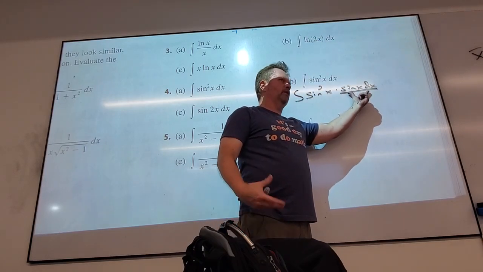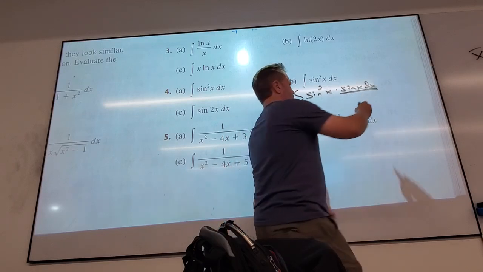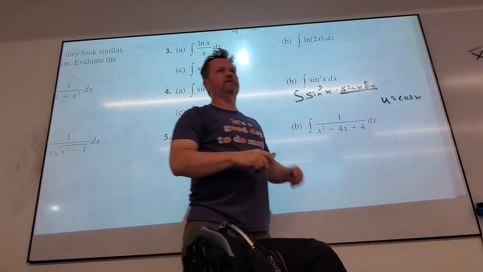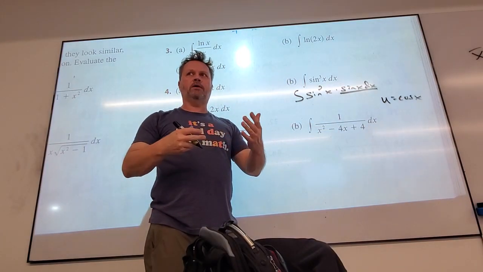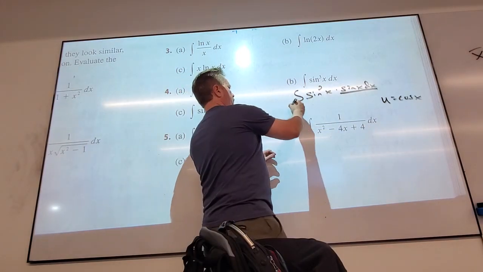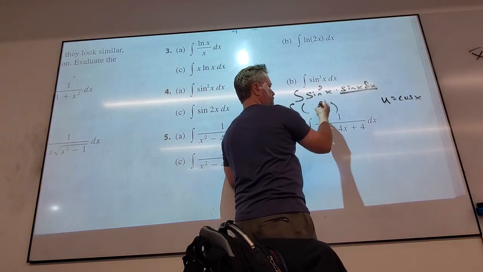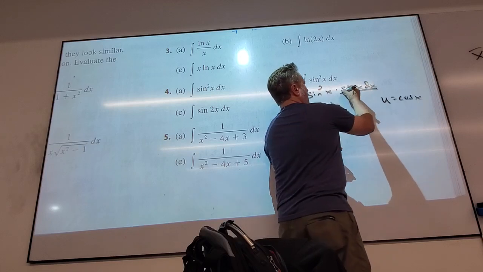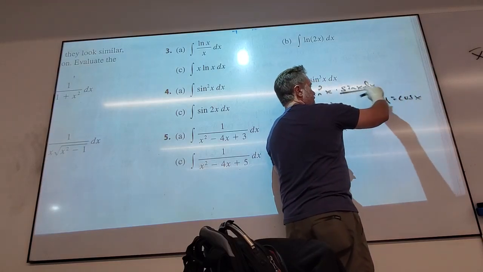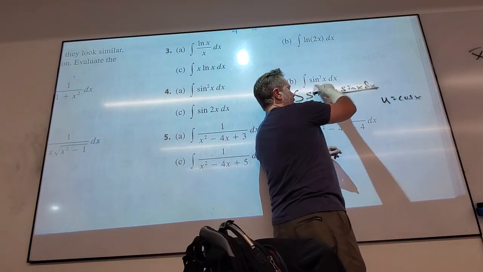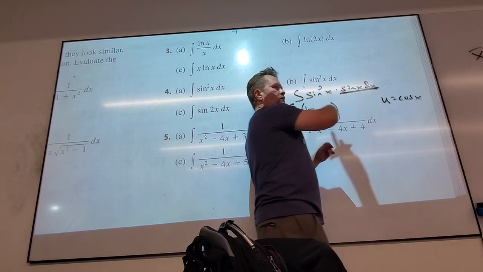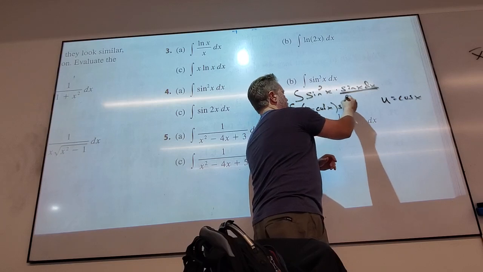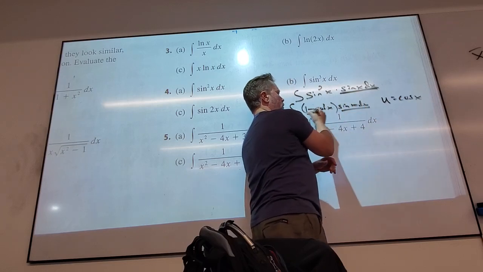So du would be roughly cosine. Some of you guys are looking at this like, I ain't got no cosines in there, Jeff. Well, not yet, but I can make them show up, can't I? Can't I rewrite this as what? I want u to be cosine x, because then du can be this. That means I need a cosine so I can actually replace it with a u. Sine squared is 1 minus cosine squared. Now this is du, and this is 1 minus u squared.